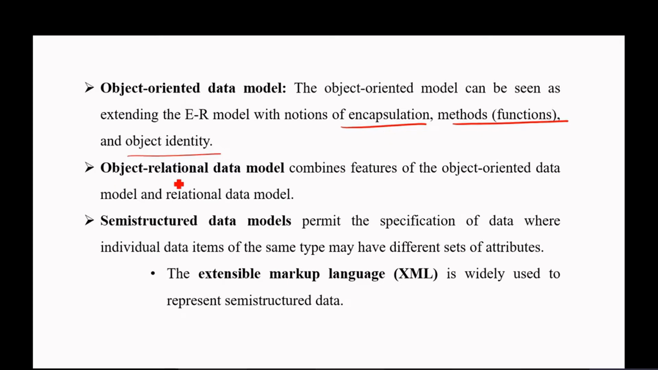The next one is the object relational data model. It combines features of the object-oriented data model and the relational data model. So when you combine them, you get a new model that is an object relational data model.